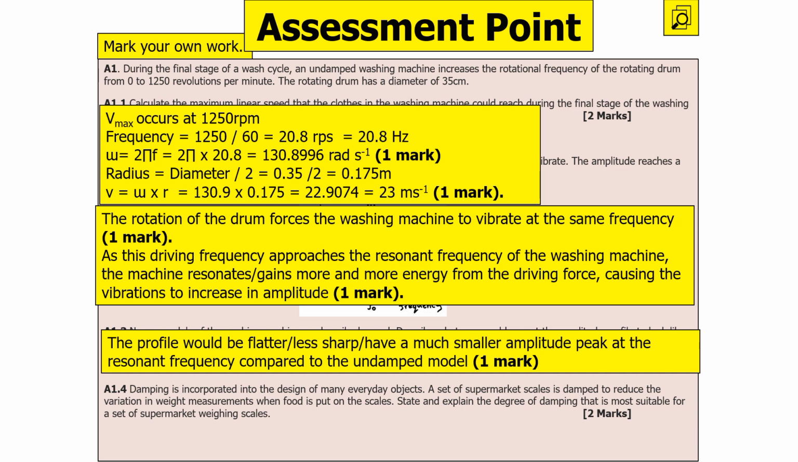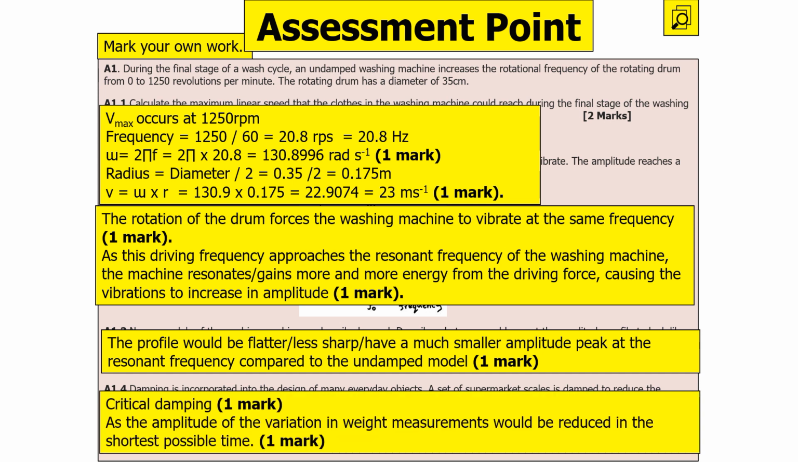Now, the type of damping you want here is critical damping, because you want your scale to go straight back to equilibrium as soon as possible. That is critical damping, so it will reduce the variation because the scales will go back to equilibrium as soon as possible, so therefore you need your critical damping.